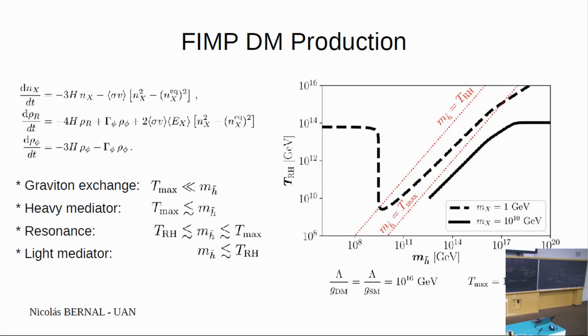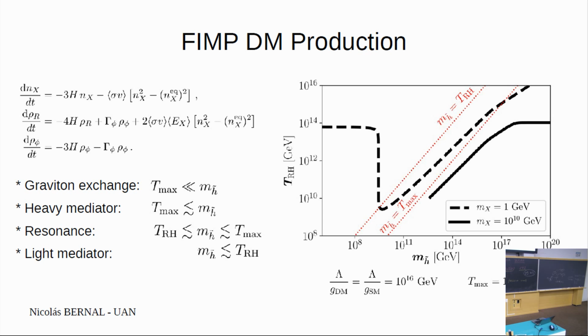So you reach the case where you have a light mediator. When the mediator is much lighter than the reheating temperature, the interaction rate is again independent of the light mediator, and that's why you get a plateau here. So the reheating temperature is again independent of the mass of the mediator.